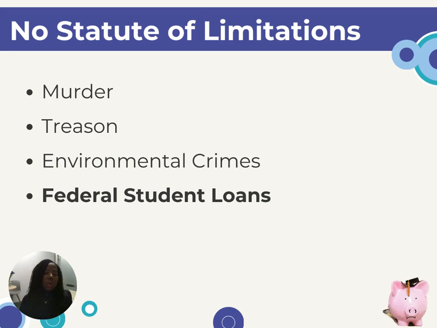It's important to note that there are only a handful of actions that don't have a statute of limitations, and it includes murder, treason, and environmental crimes. And the fact that federal student loans is on this list is extremely problematic and, you know, a reflection of the broken student loan system that we have.